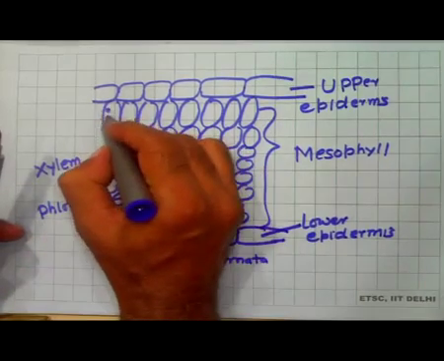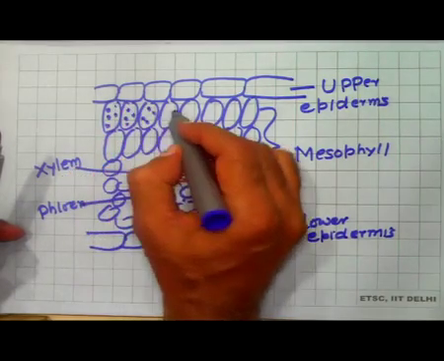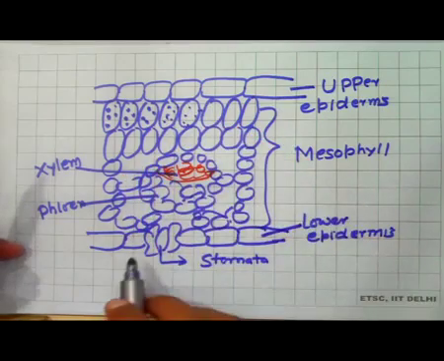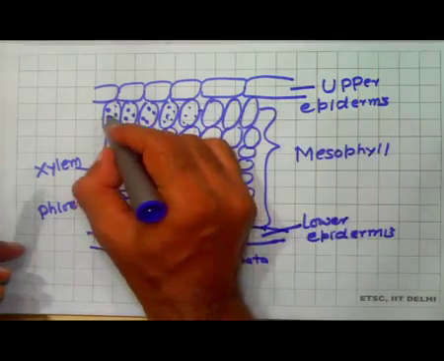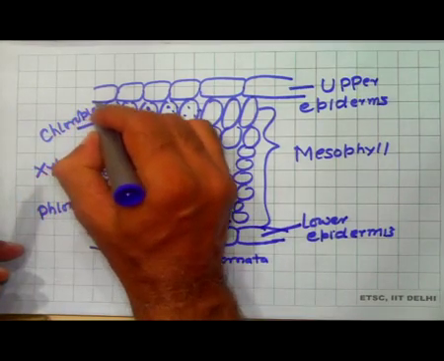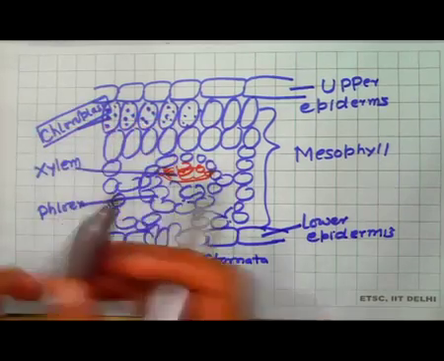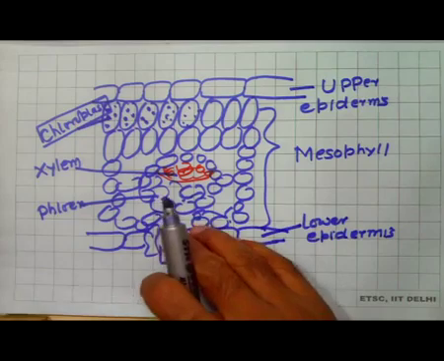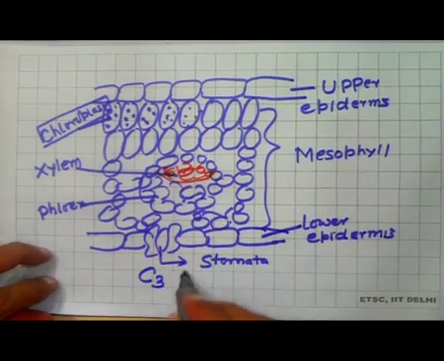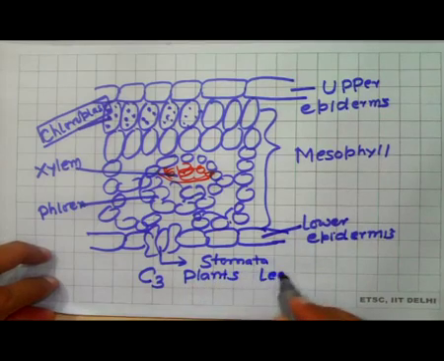In palisade parenchyma, a large number of chloroplasts are there, and photosynthesis takes place in the chloroplast. Light reaction takes place in the grana and dark reaction takes place in the stroma. This is the normal C3 plant leaf anatomy.